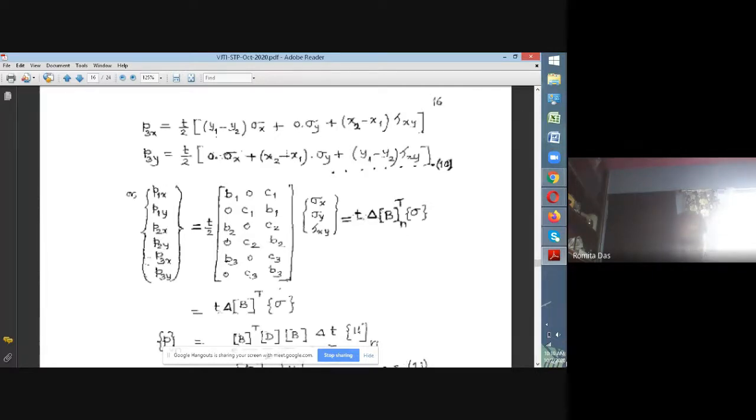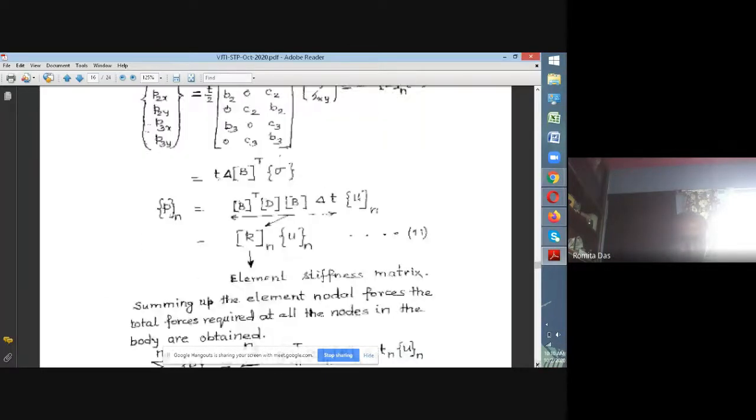And if we now substitute the value of sigma in terms of the nodal displacements, we get this. The loads Pn are nothing but B transpose multiplied by D into B, multiplied by T into delta, multiplied by the nodal displacements. Which can be simplified in a short form, that this whole expression from B transpose to T is indicated as the element stiffness matrix Kn multiplied by Un.